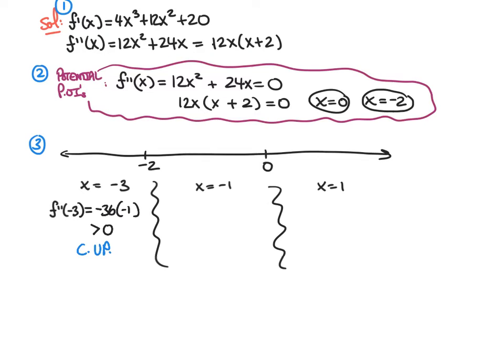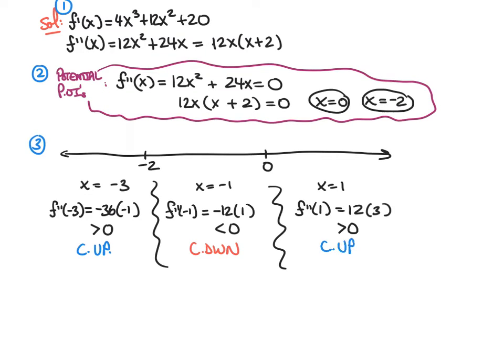All right. Then we're going to put in -1. So if you take f double prime and you put in -1, you're going to see that that is negative 12 times 1, which is negative. So this is concave down. Then you take f double prime evaluated at 1, you'll get 12 times 3. Again, I'm using the factored version of f double prime. It's a lot easier to work with. And this clearly is positive. So that's concave up. All right.